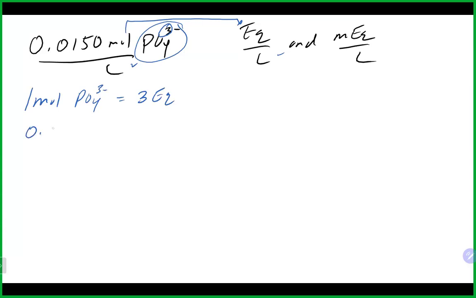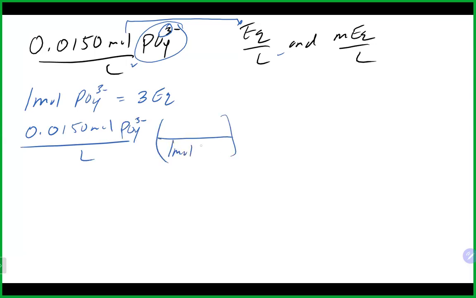We'll go 0.0150 moles per liter of phosphate. Again, opposites cancel, so moles on the bottom here, and 3 equivalents up on top. Again, the moles are going to cancel, and that's going to leave me my equivalents per liter, about 0.045 equivalents per liter of phosphate in this case. Any questions on that there?